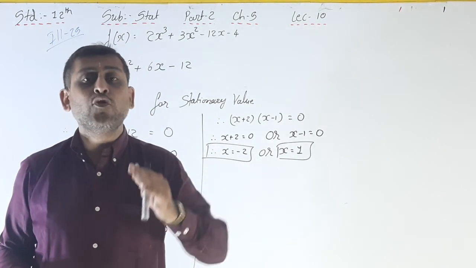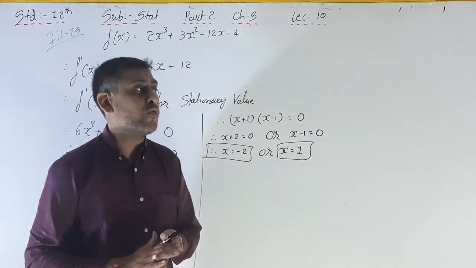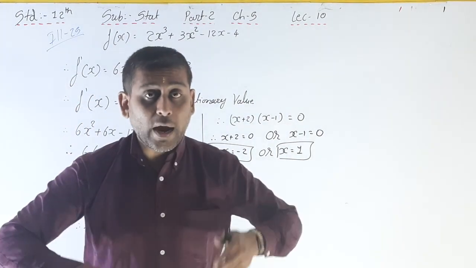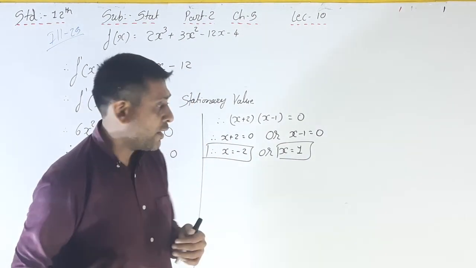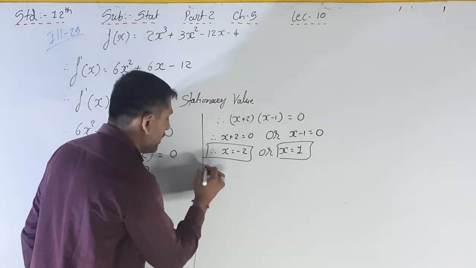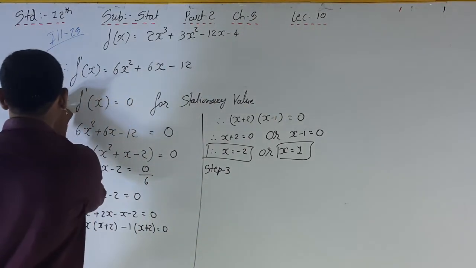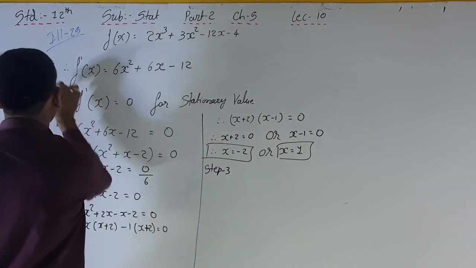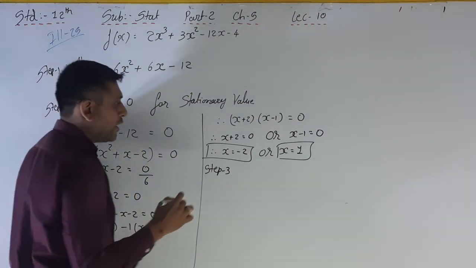Now we have to find out step number 3, that is we have to find out the second derivative and then put the values into the second derivative, right? So here I am writing out step number 3. Here step number 2, here step number 1. Now step number 3, what is that?